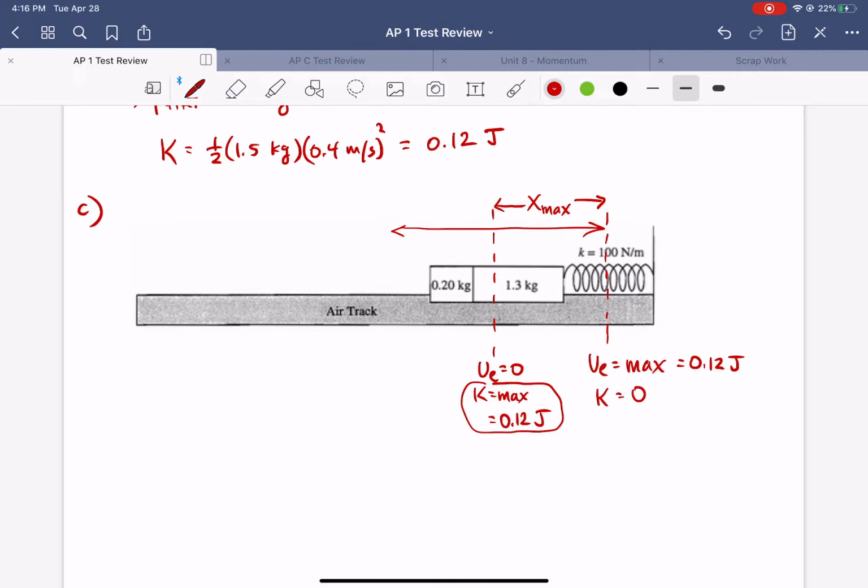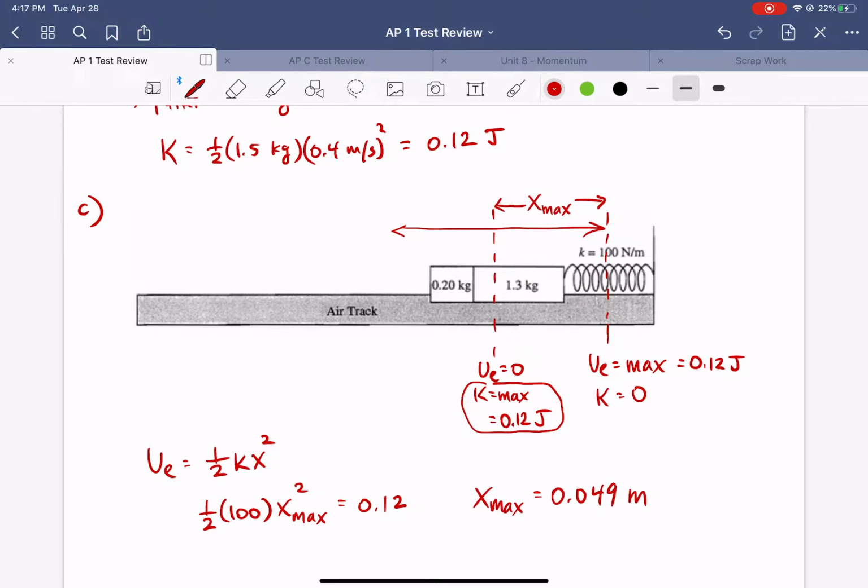The only thing we need now is the formula for calculating the elastic potential energy, which is 1/2 times the spring constant k times x squared. The maximum value happens when x is at its maximum value. So I can say 1/2 times k, which is 100, times x max squared is equal to 0.12 joules. If I solve this, I get the maximum displacement of the spring, which is also the amplitude of the oscillation, about 0.049 meters. 0.05 would be close enough if you put that as your answer.